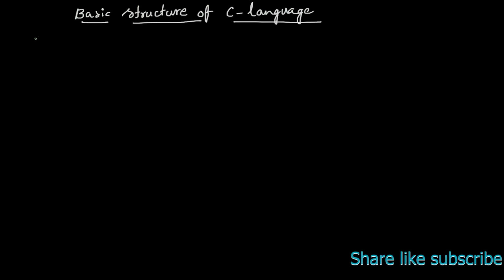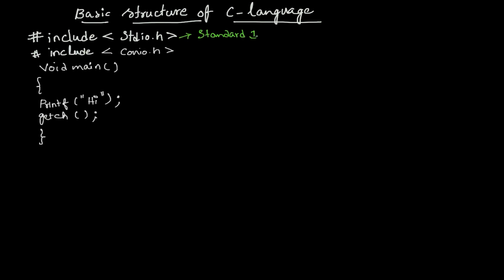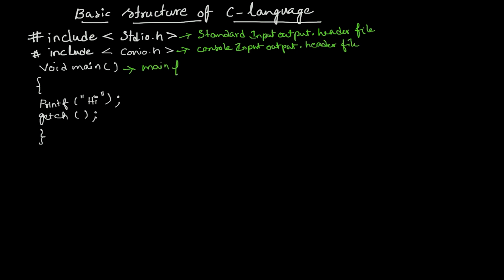Basic structure of C language. Hash include stdio.h means standard input output dot header file. Hash include conio.h means console input output dot header file. Void main function. It doesn't have any return value.